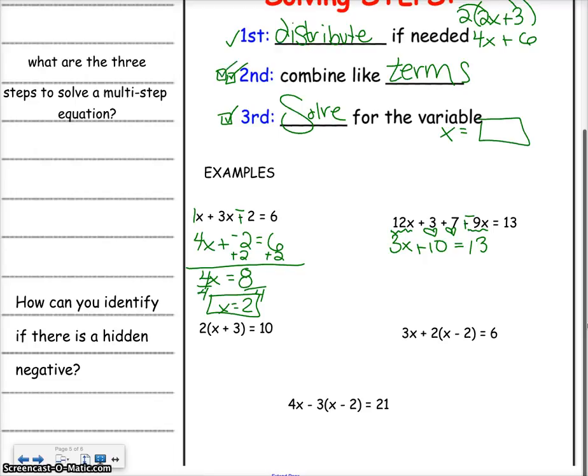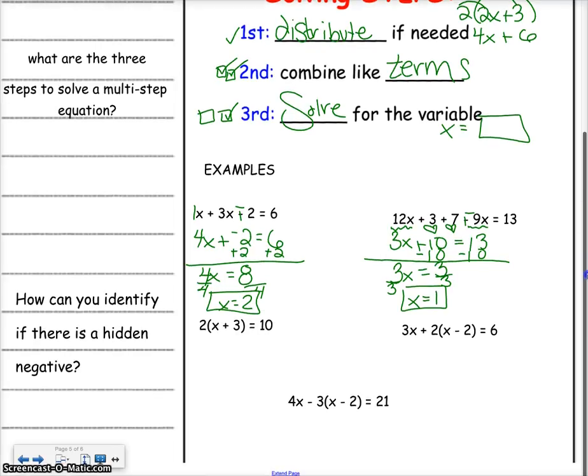So now I combine my terms. Now I'm going to solve. Move what's not sticking to the variable, so that's my plus 10. The inverse of positive 10 or plus 10 would be to subtract 10 to both sides of the equal sign, maintaining that equality. 3x comes down, and we get 3x equals 3. That's 3 times x. The inverse of times is divide. And you get x equals 1 as your final answer. And I'm done because my variable is by itself, so I have solved it.